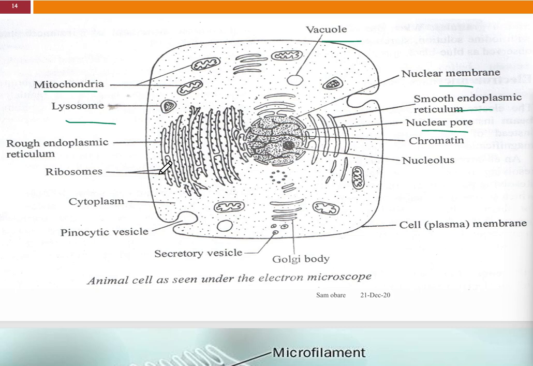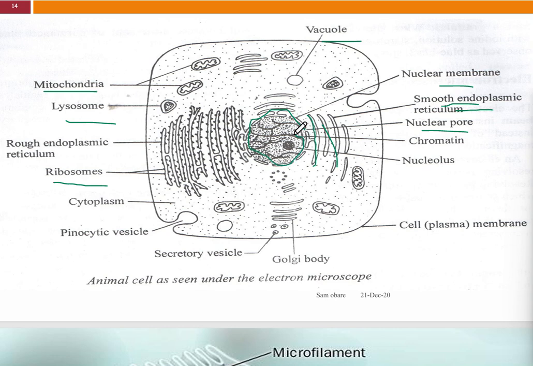Of the endoplasmic reticulum that we have, there are two: smooth and rough. The rough endoplasmic reticulum has some dots on it, and those dots are known as ribosomes. But the smooth endoplasmic reticulum is just smooth. It doesn't have any dots on it. Also, this is the nucleus that we have.